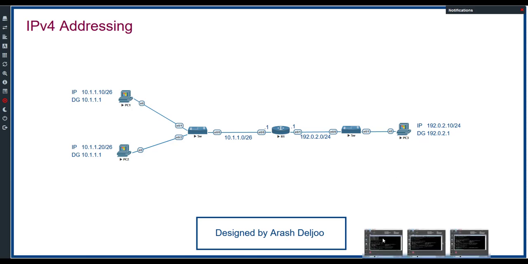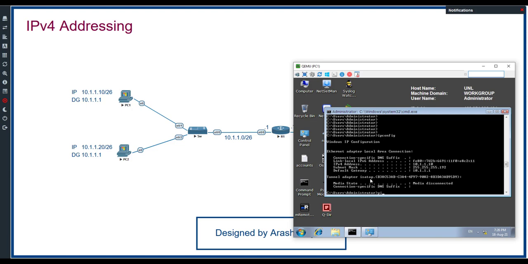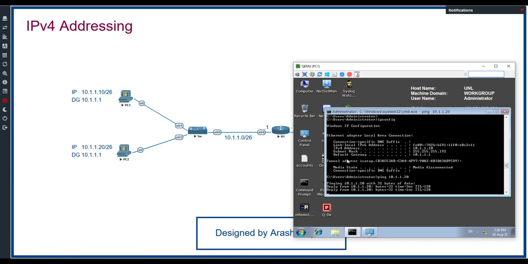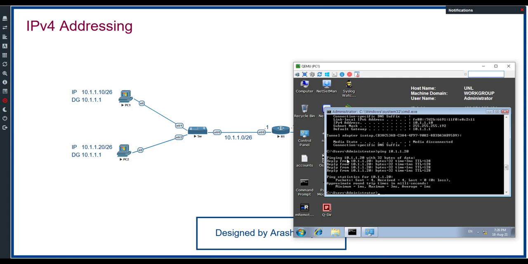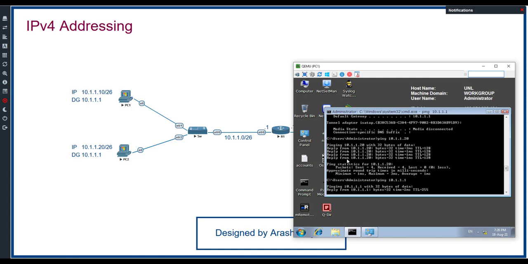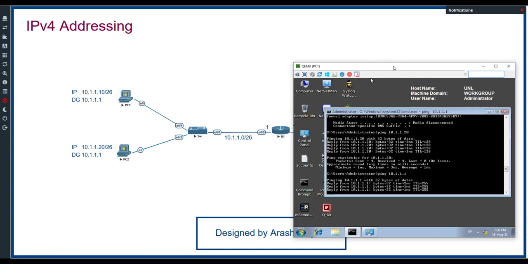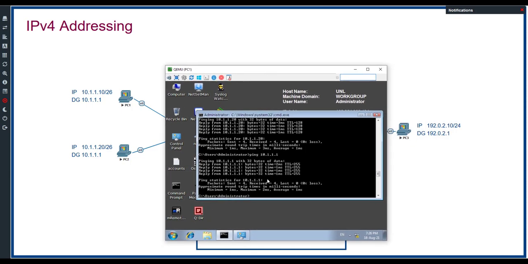Let me show you. This is PC1. First, I'm trying to send traffic to PC2, 10.1.1.20. Look at here. As you can see, we have connectivity without any problem. Also, we have connectivity to the default gateway, 10.1.1.1. Okay, now we can try to send traffic to the outside of the network, for example to PC3, with the ping command, then 192.0.